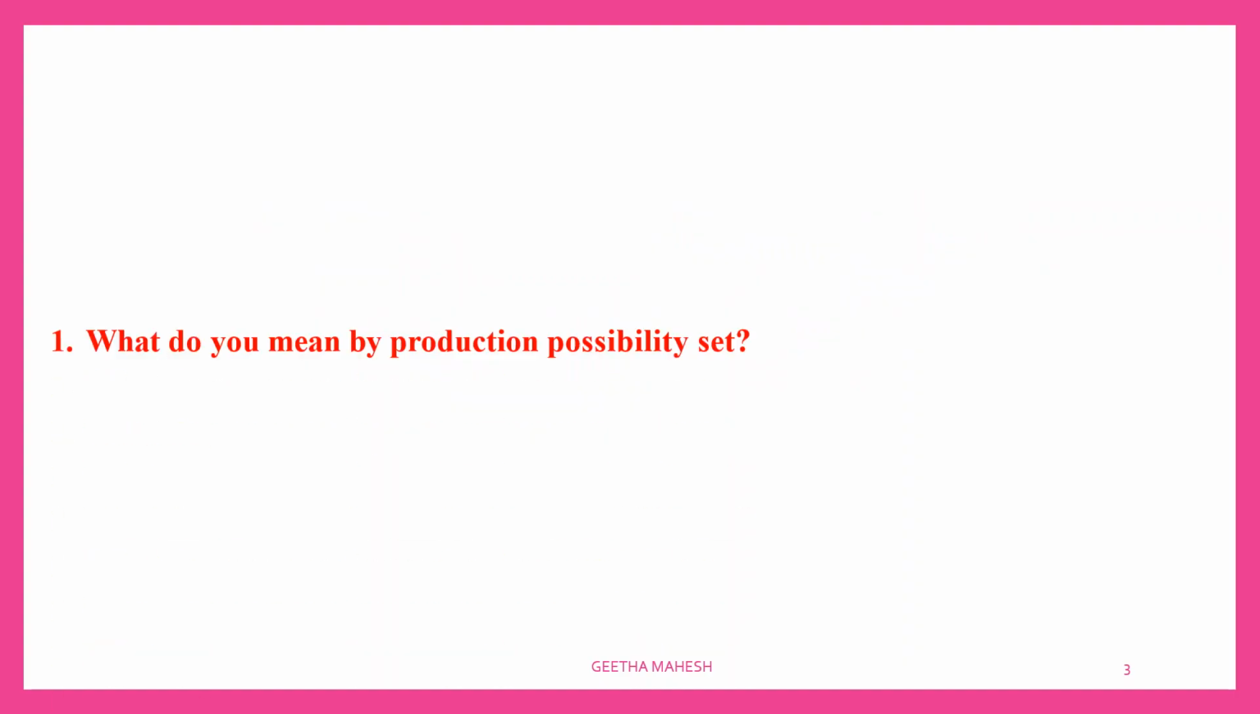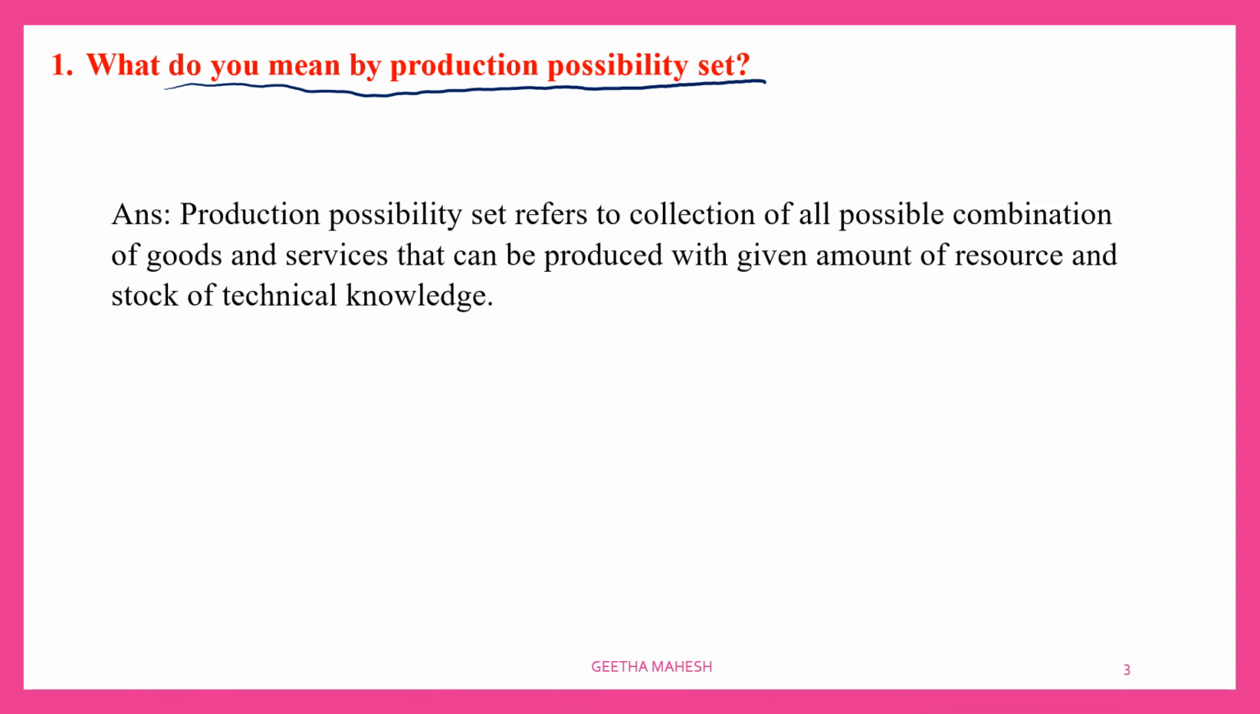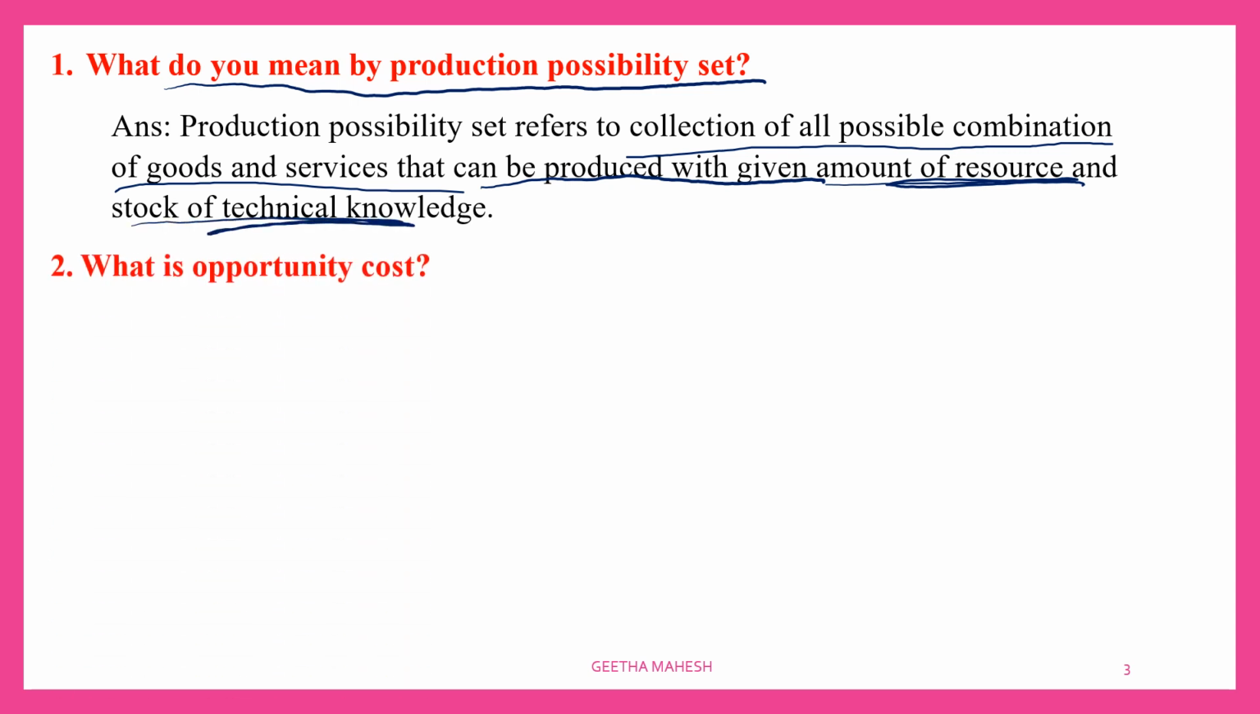Now let us discuss, what do you mean by production possibility set? Production possibility set refers to the collection of all possible combinations of goods and services that can be produced with a given amount of resources and stock of technological knowledge.